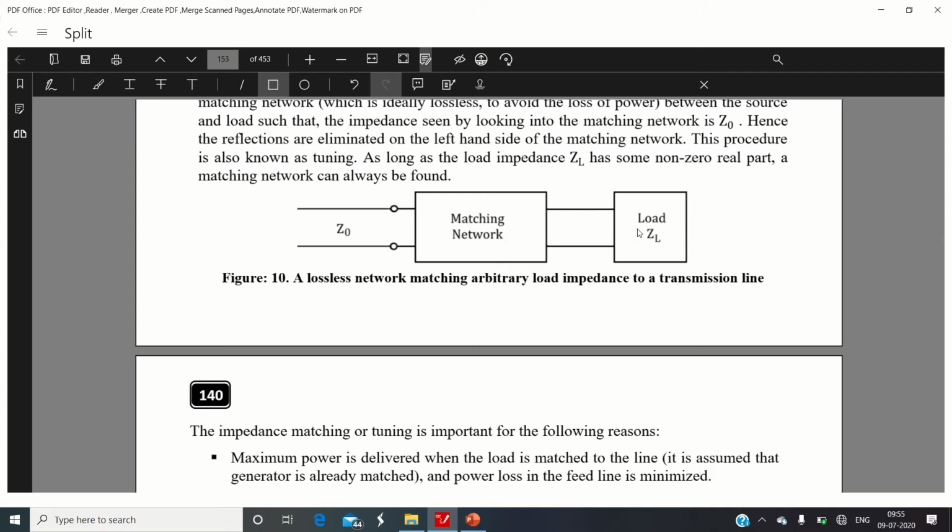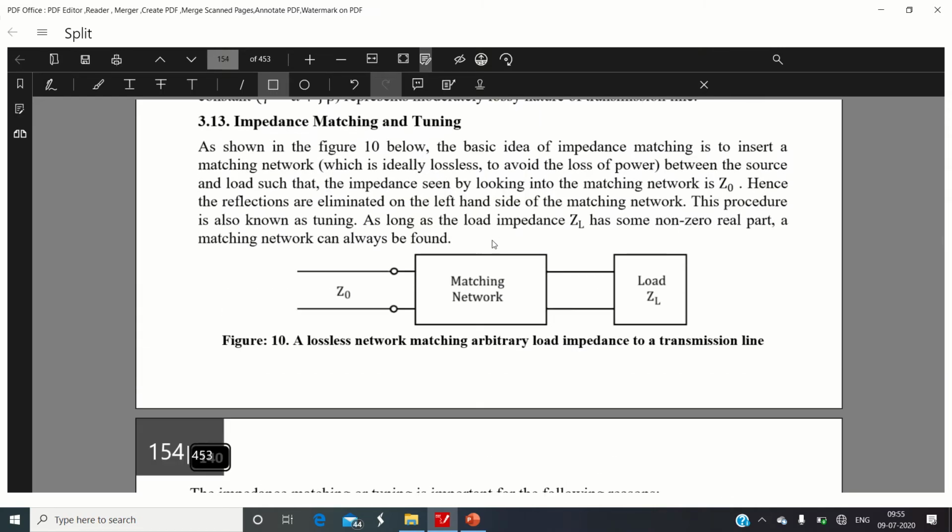Now this matching of the load impedance with a transmission line of characteristic impedance Z0 is achieved by inserting a network in between the transmission line and the load impedance. This particular network we call the matching network. You can design this network in different varieties. As the first method we already discussed, you can include the quarter wave transformer, or there are other methods of providing impedance matching that we are going to see shortly.